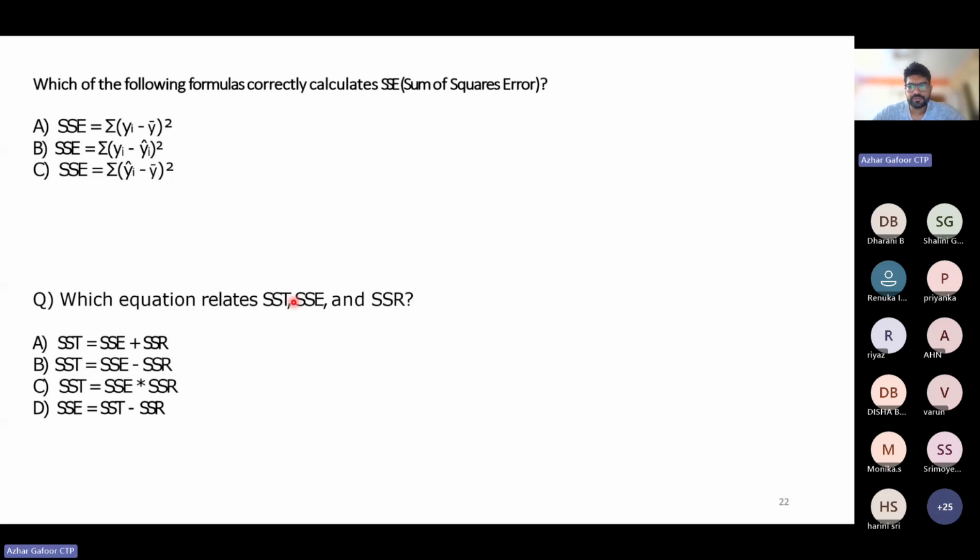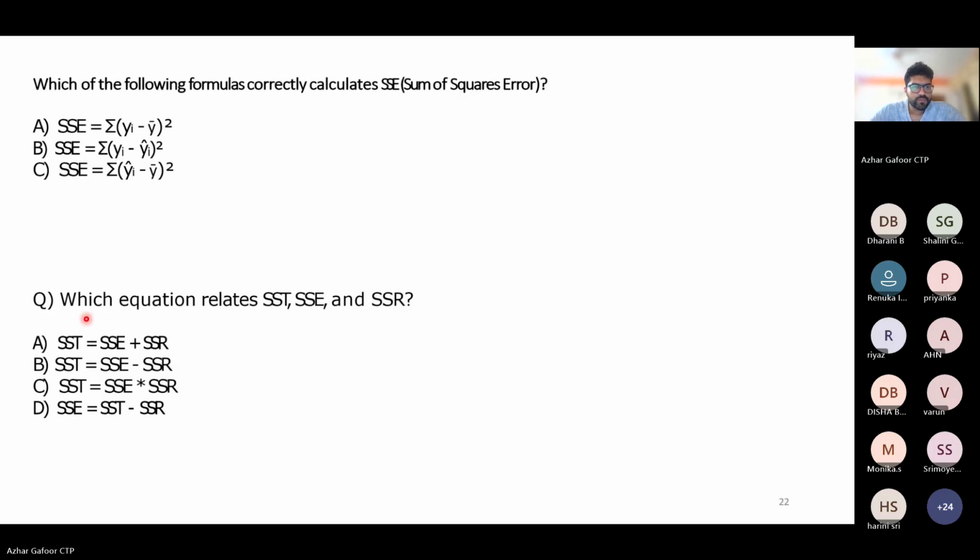So here we have some questions. Which of the following formulas correctly calculates SSE? You have to always remember SSE is the error. So error will always be calculated between the actual point and the regression line. It's B. Yeah, first question, the answer is B.